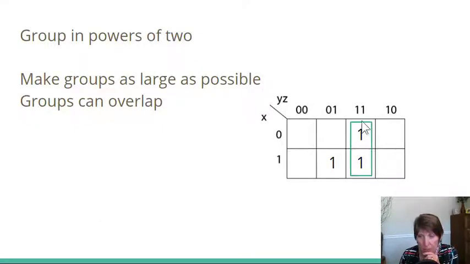There's a group of 2, right? They're adjacent to each other. And there's another group of 2. Now notice when we do these groups of 2, they overlap. So here, this one is in both groups, and that's fine. You want to make the groups as large as possible, even if they overlap.